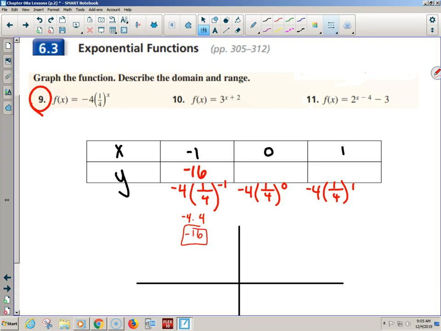Did anybody figure out what happens when you plug in 0? -4? Because Isaiah reminded us, how do you do 1/4 to the 0 again? You get 1. Good. 1/4 to the 0 is 1, but you still have the times -4. So -4 is what gets thrown in the table next.